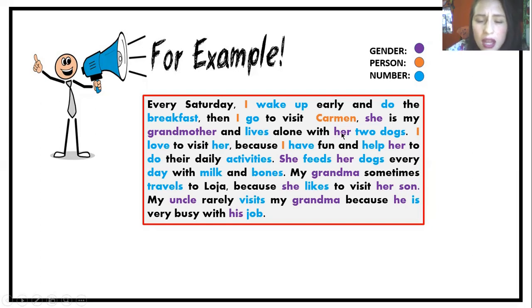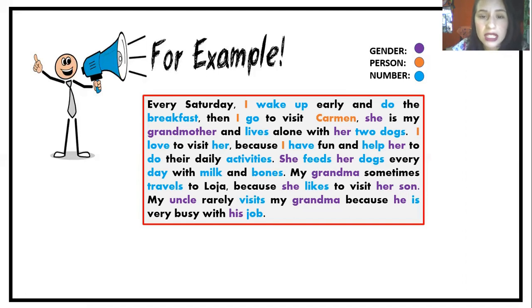Her as well is gender because it represents a female possessive adjective. And also two dogs represent number because in this case we have a plural number and a plural noun, that is dogs. If you continue reading this paragraph, we can find a lot of person, number, and gender.